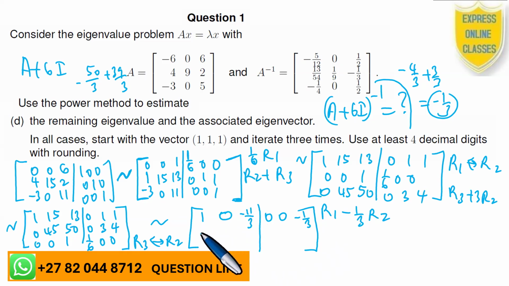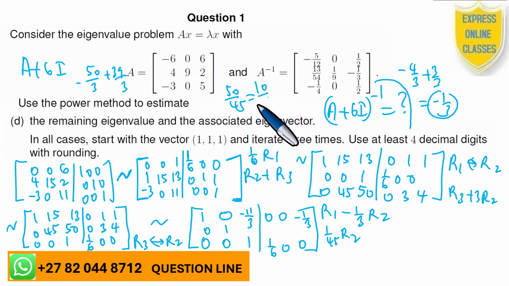Right, so it's 1 out of 45, row 2. 0, 1. 50 divided by 45, 10 out of 9. 0. 1 out of 15. 4 out of 45. Like so.